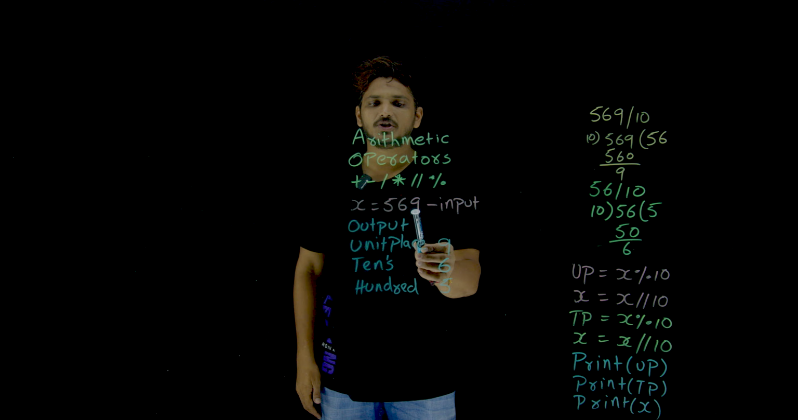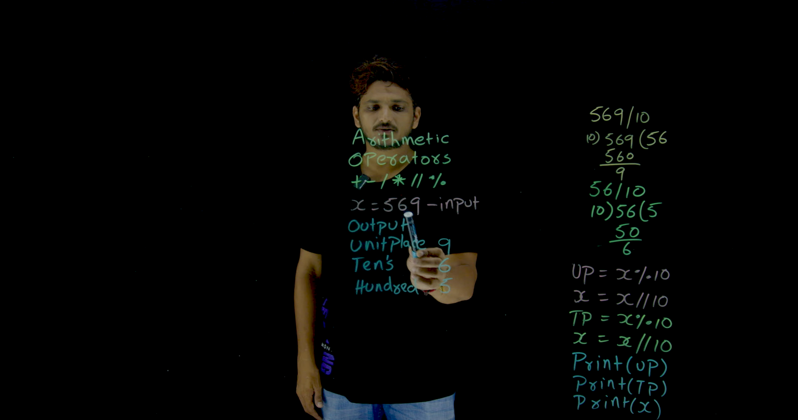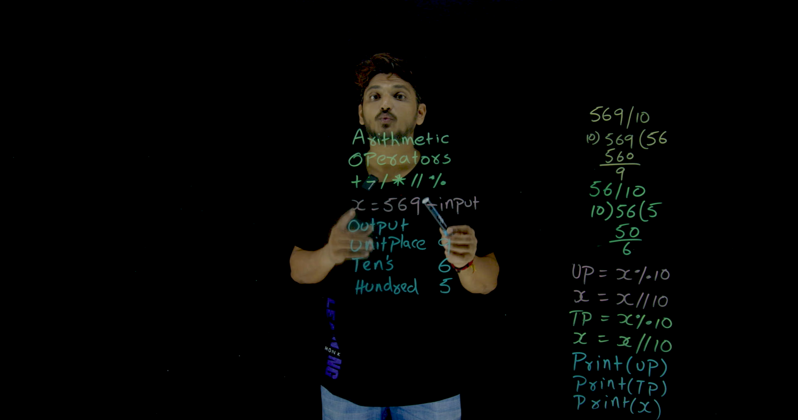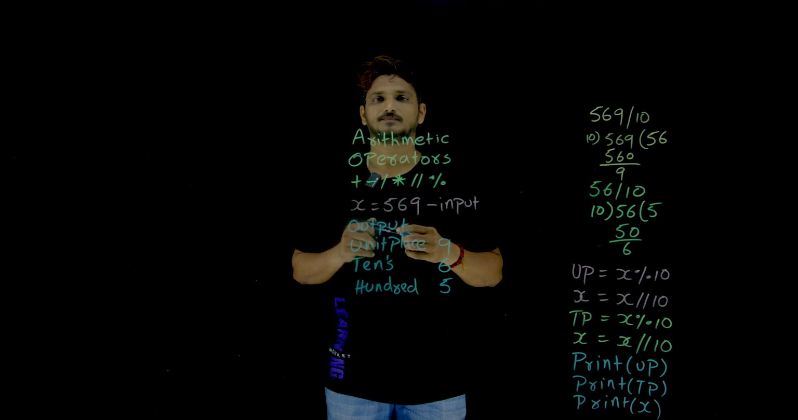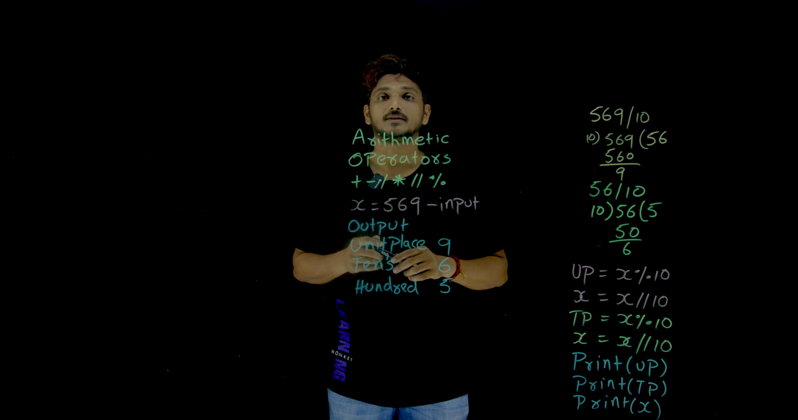See, in this 569, what is the units place? 9. So you need to display units place is 9. And what's the tens place? 6. And what's the hundreds place? 5. This is what you need to display. You have to use only arithmetic operators.